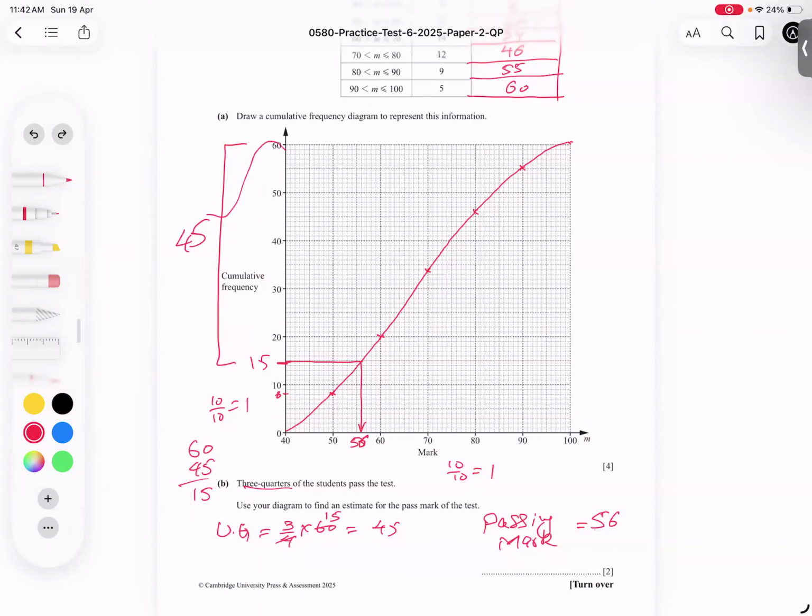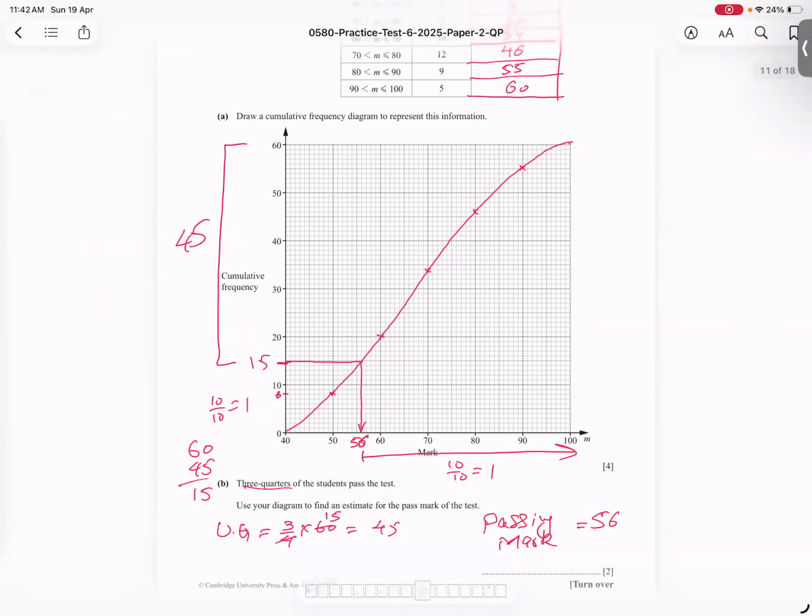So these are 45 people and we're looking for the lowest boundary. From 60 subtract 45, we go to 15. So it means 56 and higher, those students pass. So the passing mark is 56. I think the point is very clear. Okay, so let's go to the next question.